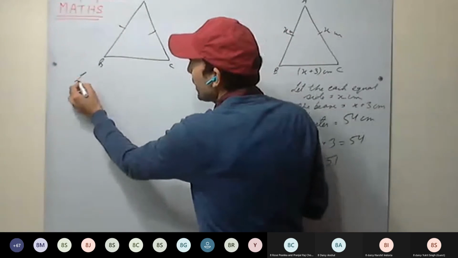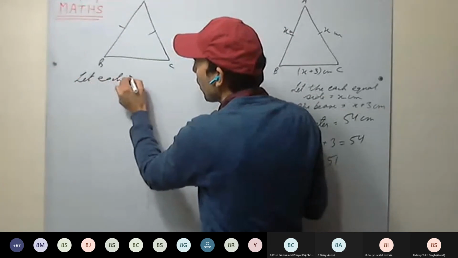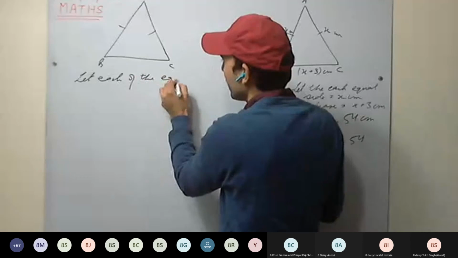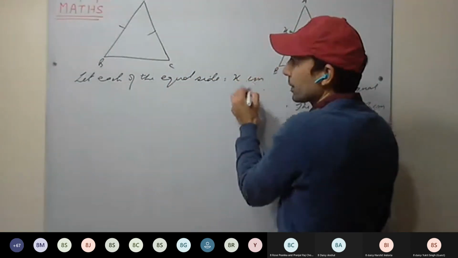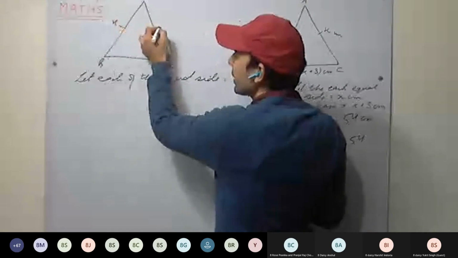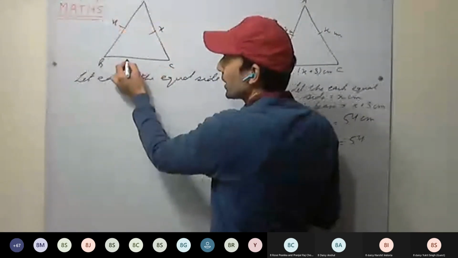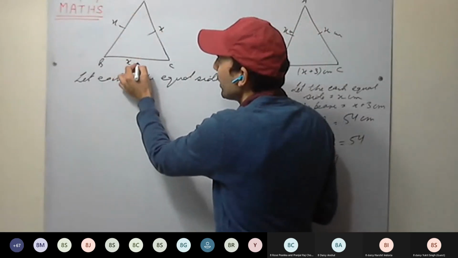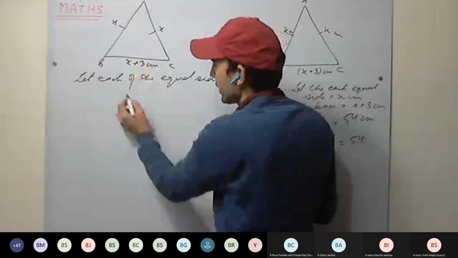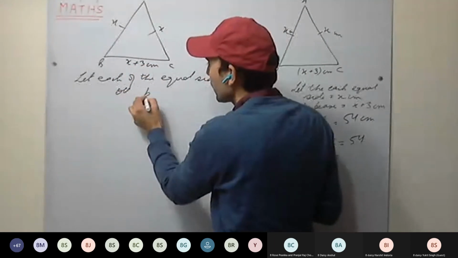So we are supposing let each of the equal sides equal to x centimeter. This means it is x, it will be x as well. Base is 3 centimeters more than the equal sides. It will be x plus 3 centimeters. The base equal to how much?